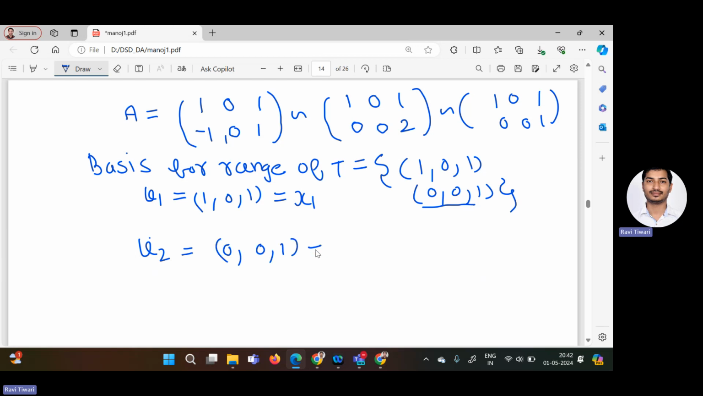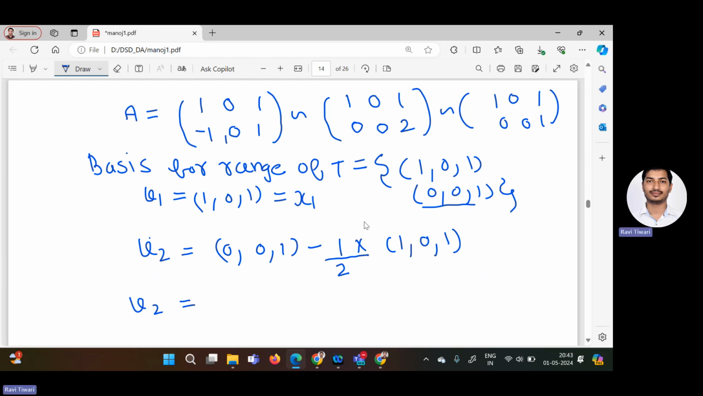X2 minus the inner product of X1 and X2, over norm V1, times V1. You can calculate the inner product of these two: 1 into 0, 0 into 0, 1 into 1. So we get here 1, divided by norm V1. Norm V1 is what? 1 plus 1, you can calculate the length of this vector. So 1 by root 2 we get, but in the formula the norm V1 is squared, so we get here 2, and into V1. V1 is 1, 0, 1. So what will be V2?